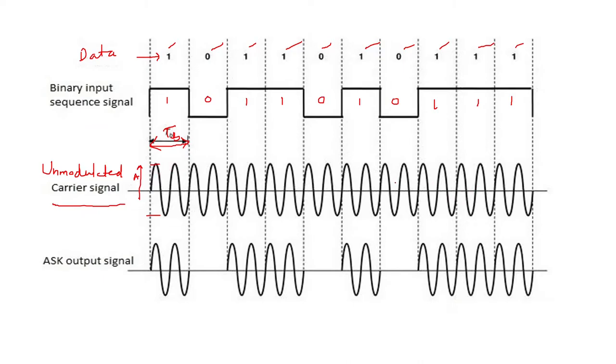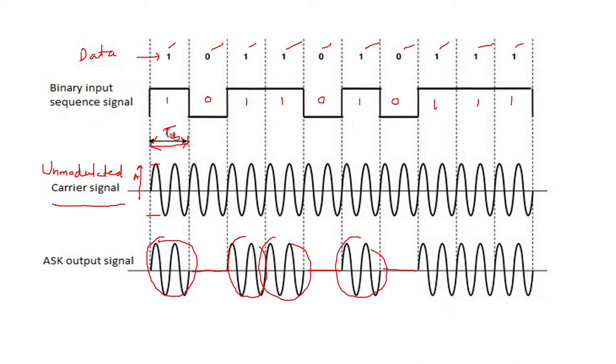Now this carrier is going to get multiplied by this binary input sequence. If you do a multiplication, then whenever you have one, you will get the carrier as output. Whenever it is zero, there is no output because anything multiplied by zero is zero. Again one, you will have the carrier present. Again one, the carrier present. Again zero, there is no carrier. Again one, you will have a carrier present.